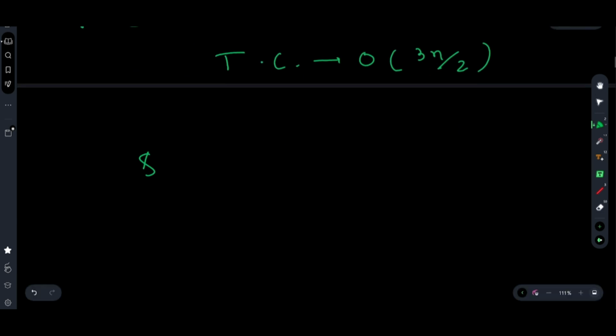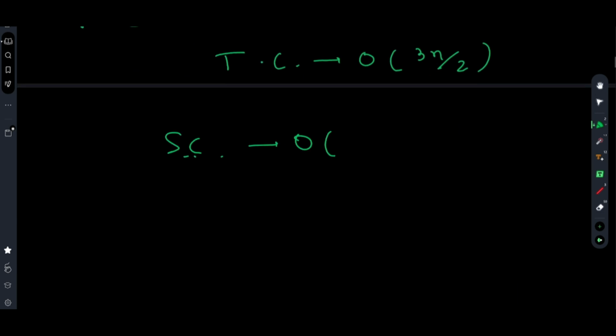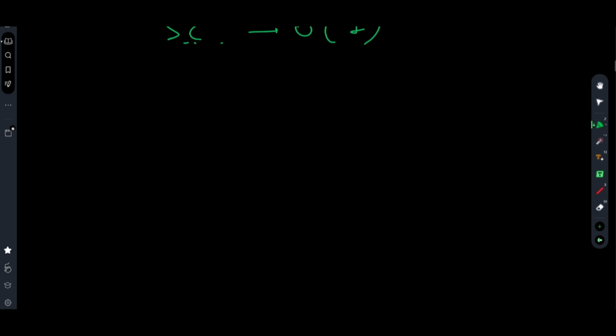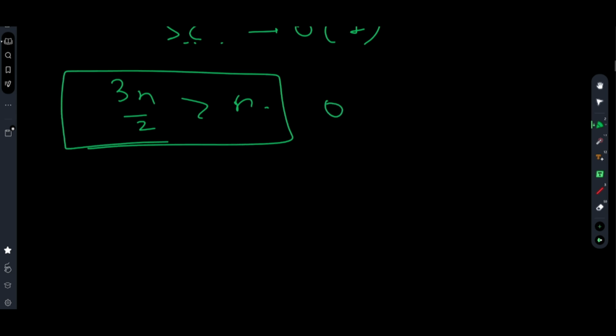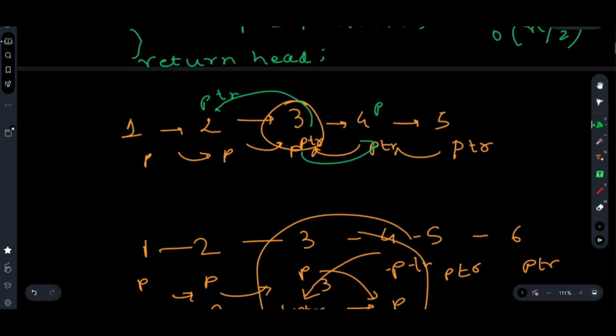The time complexity, the space complexity is simple. The space complexity is order of 1. So this is greater than 3n by 2. 3n by 2 is greater than n. So can we optimize the solution to order of n? Yes, we can, by considering this as a single linked list.